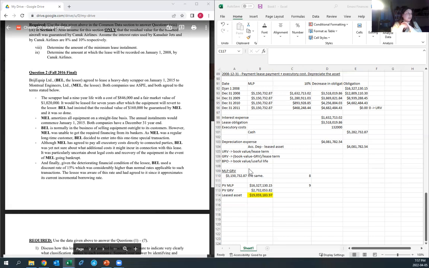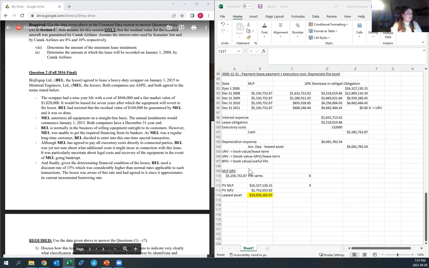Bell is normally in the business of selling equipment outright to its customers. However, Mel was unable to get the required financing from its bankers. As Mel was a regular long-time customer, Bell decided to enter into this one-time special transaction. Although Mel has agreed to pay all executory costs directly to connected parties, Bell was not sure about what additional costs it might incur in connection with this lease. It was particularly uncertain about legal costs and recovery of the equipment in the event of Mel going bankrupt.